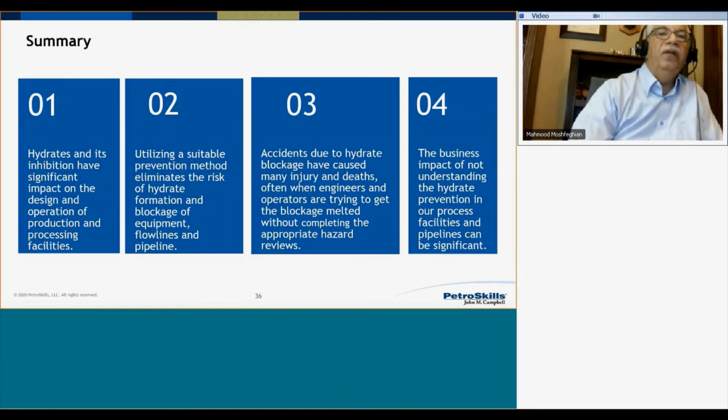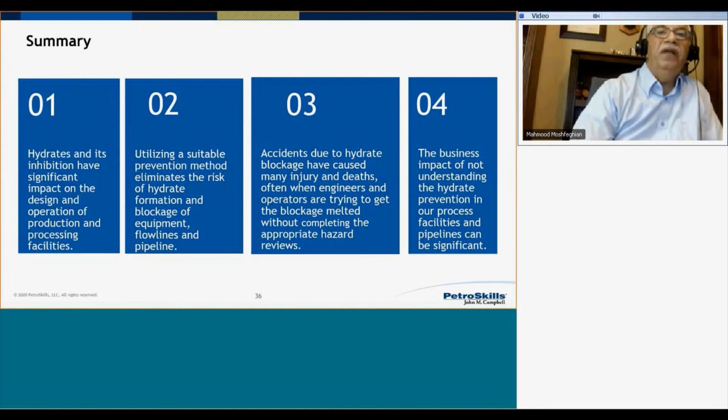From this accident, we learned a lot, and people modified their operation to melt the blockage. Then they injected methanol from both sides. Again, an accident took place because there were two plugs in the pipeline. So you have to be aware of all these scenarios and have a good operational procedure in place to avoid repeated accidents. Number 4, the business impact of not understanding hydrate prevention in our process facilities and pipelines can be significant.